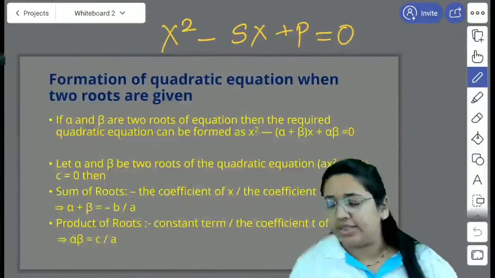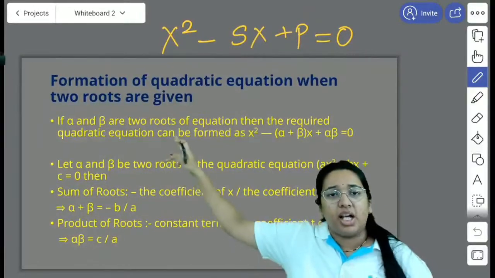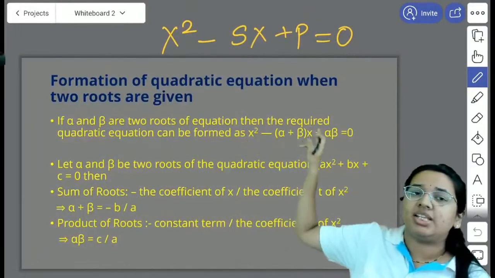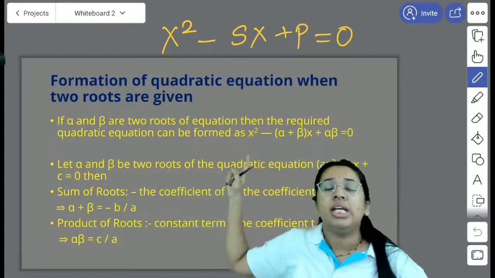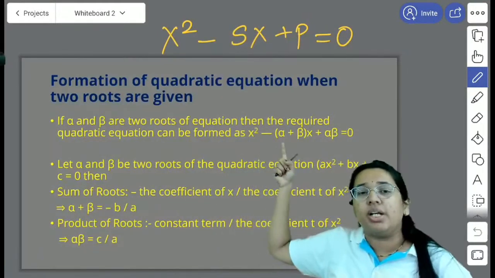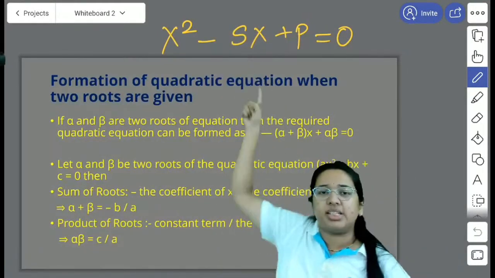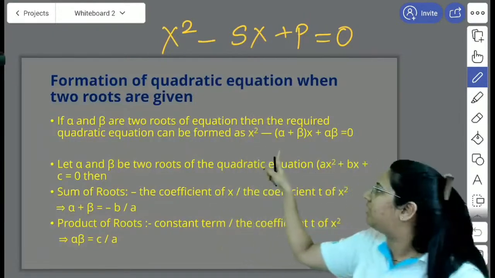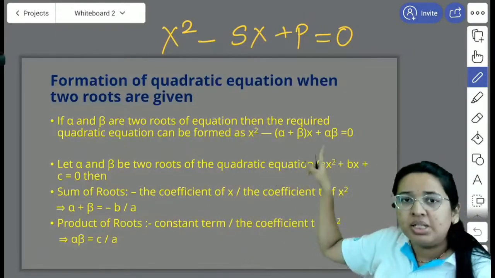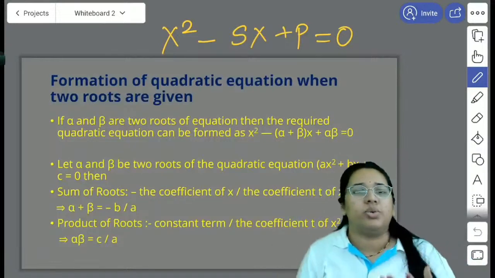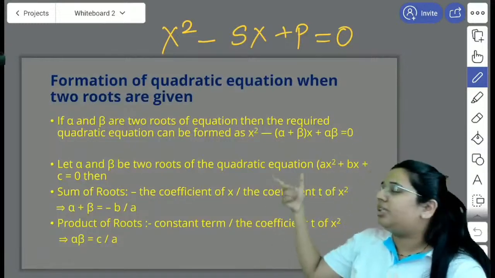So see, if alpha and beta are two roots of the equation, then the required quadratic equation can be written as x square minus (sum of two roots, alpha plus beta) times x plus the product of the roots, equal to 0. This will be the first part.